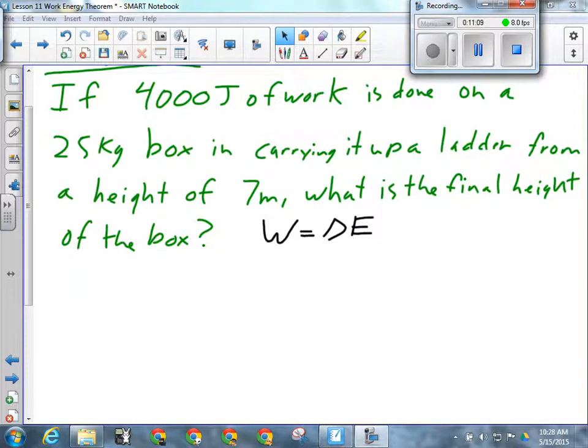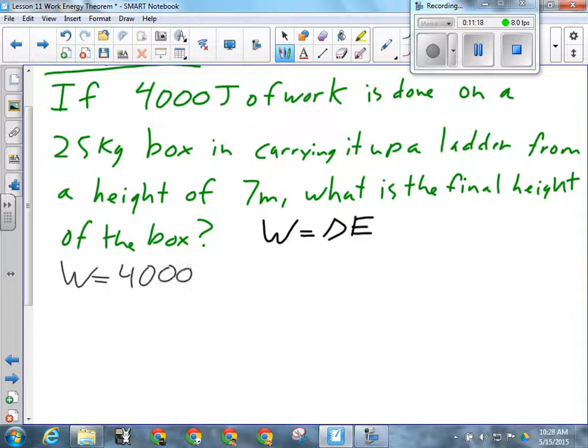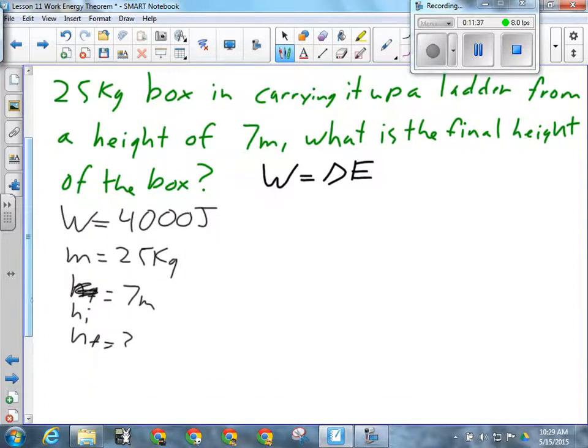Okay, let's have a look at this one. So they tell us, first off, the amount of work being done. So we're not going to have to put in force times distance because they already told us what that equaled, 4,000 joules. The mass of the box is 25 kilograms, and the initial height of the box is 7 meters, and we're looking for the final height of the box. So what kind of energy is changing in this one? Potential. It's all about height.